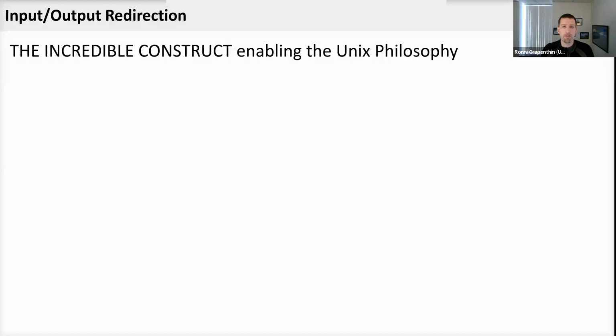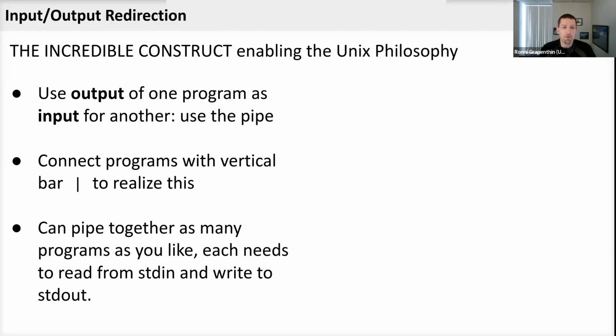Input-output redirection is the construct that enables the minimalist, robust, one task per program philosophy. So you use the output of one program as the input for another. In that case, we use the pipe. We connect programs with the vertical bar, as I just showed, to realize this. And we can pipe together as many programs as you like. Each needs to, however, read from standard in and write to standard out.